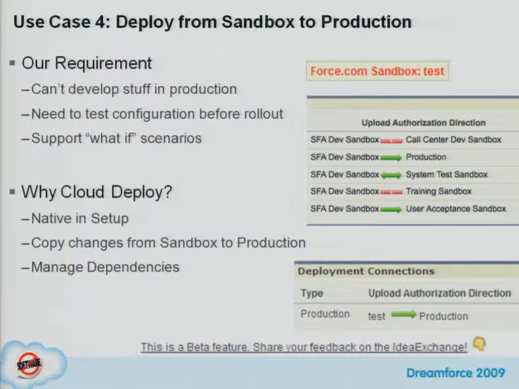So in the past, there have been partners that have built business-level tools that make it easy to deploy. Snapshot is a tool that's still very popular. But with Winter 10, we've actually released in beta something called Cloud Deploy. It's really meant for end users to be able to point and click, and move configuration changes from sandbox to another sandbox or to production.